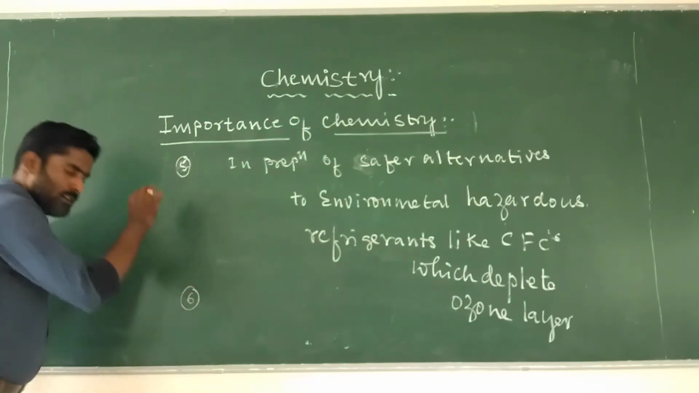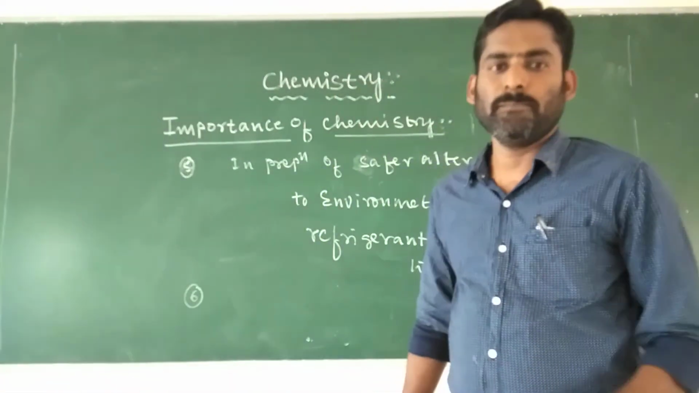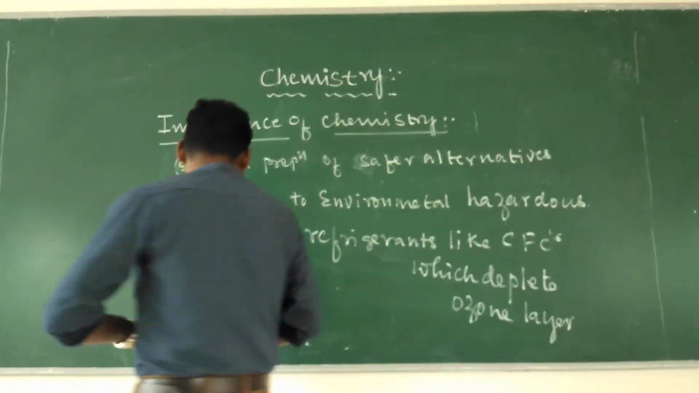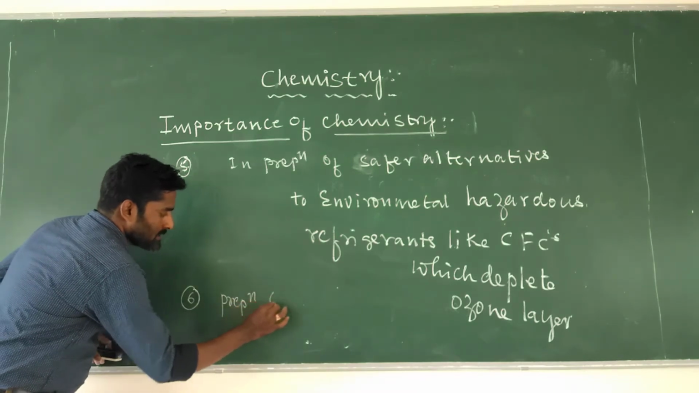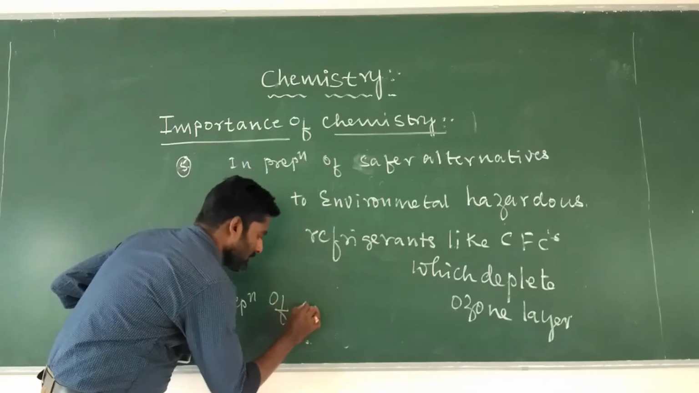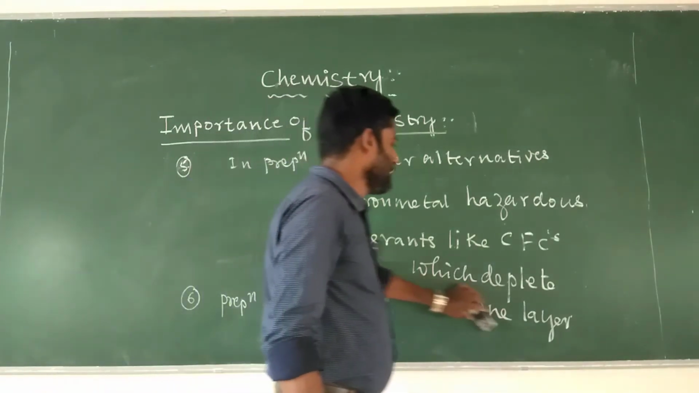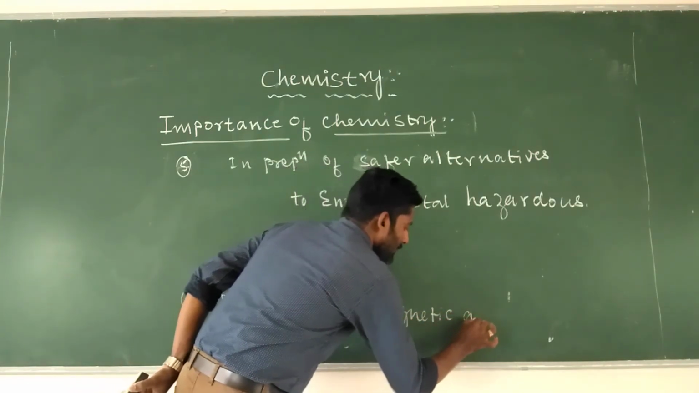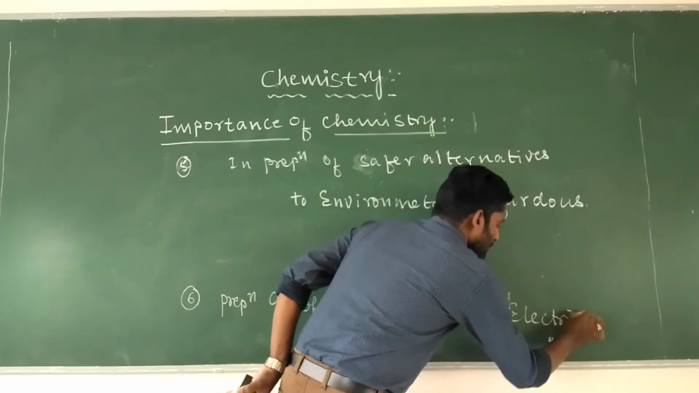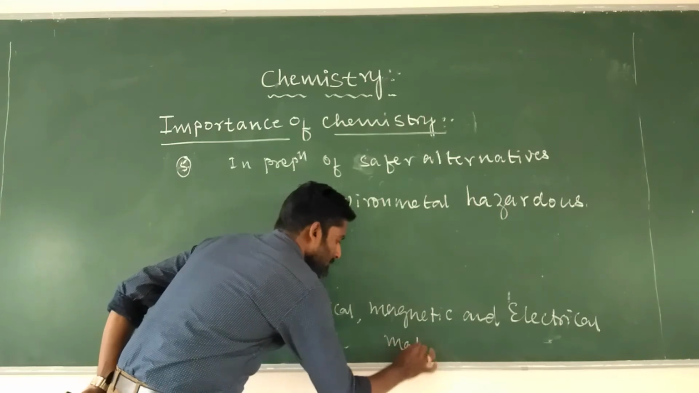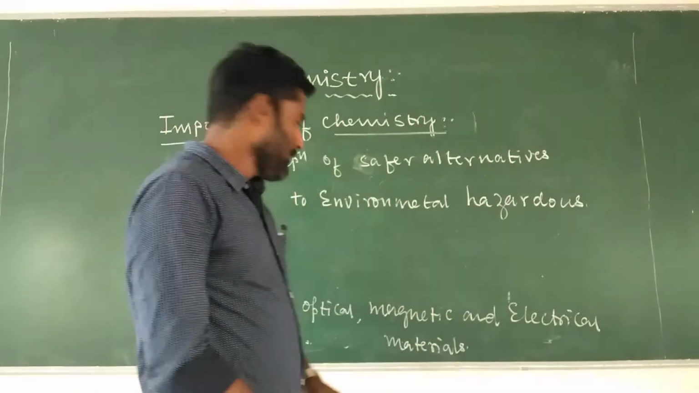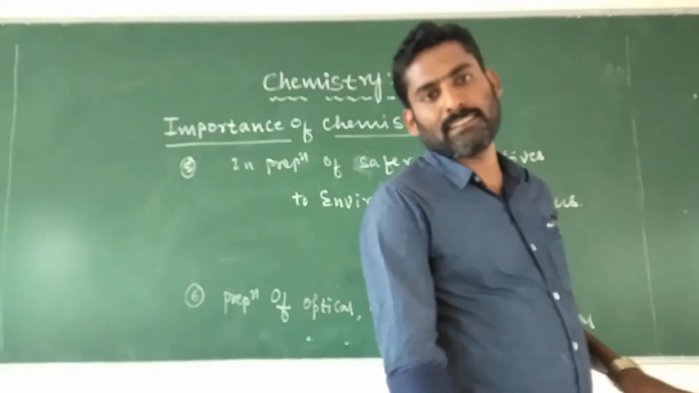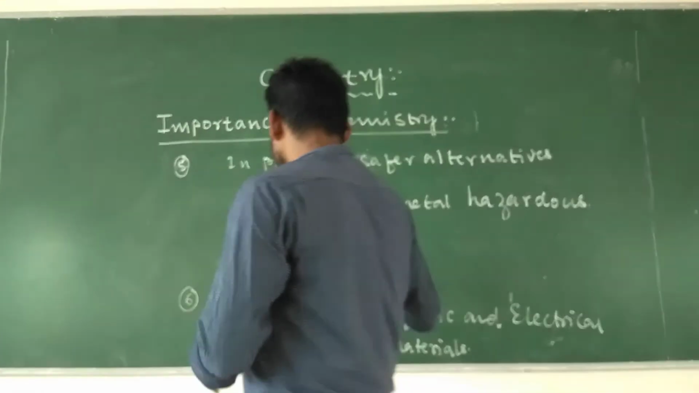And sixth one, nowadays new materials having optical character, electrical character, specific magnetic character can be prepared. So it means preparation. Chemistry principles are used in the preparation of optical, magnetic and electrical materials. So to prepare the materials which are having optical character, magnetic character and electrical character, principles of chemistry play a very important role.